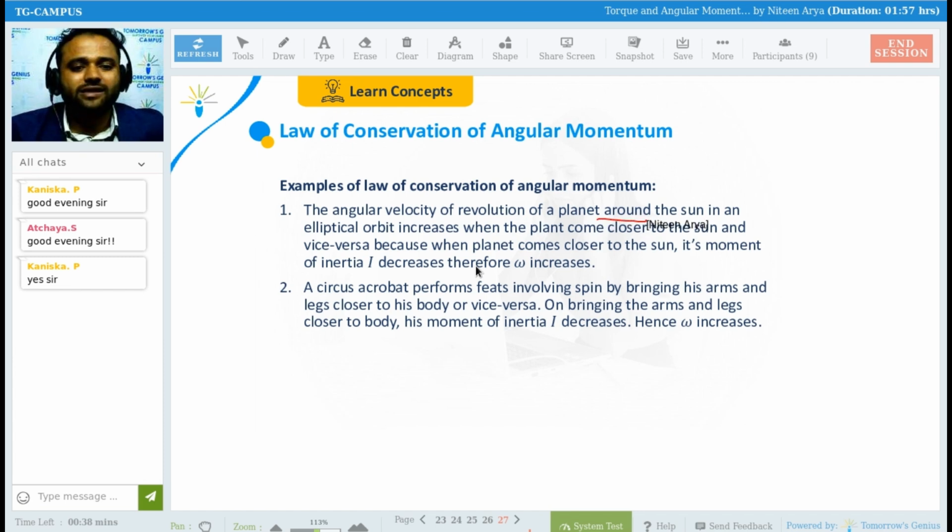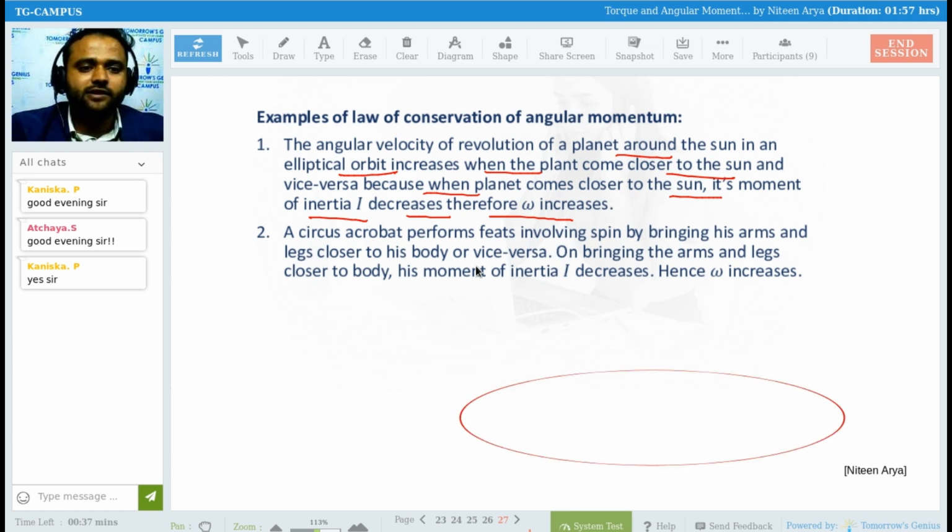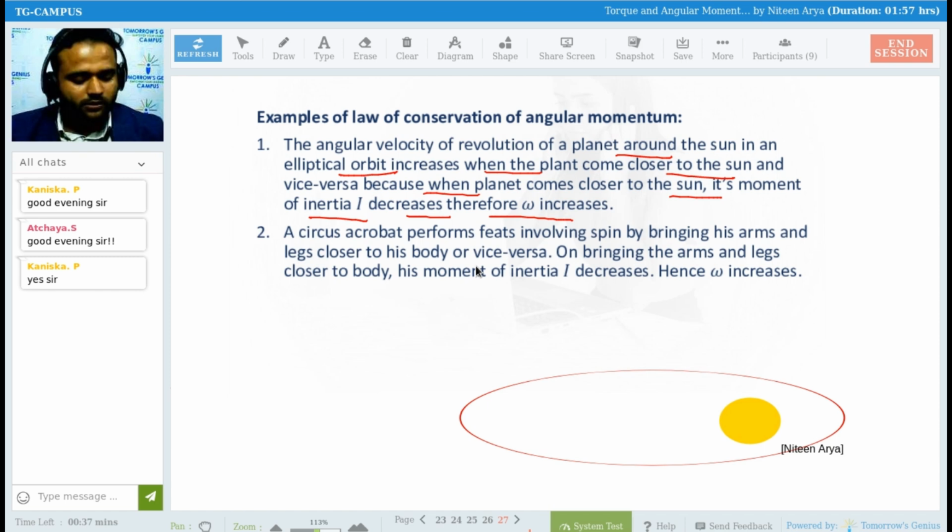Example of conservation of angular momentum: the first thing is that the angular velocity of revolution of a planet around the sun in an elliptical orbit increases when the planet comes closer to the sun, and vice versa, because when the planet comes closer to the sun, its moment of inertia I decreases, and therefore omega increases. What does it mean? As we know, the solar system is not moving in a circular orbit, it is moving in an elliptical orbit. Clear? So obviously, if it is moving in an elliptical orbit, the sun is going to be situated at one of the focal points, in this way.